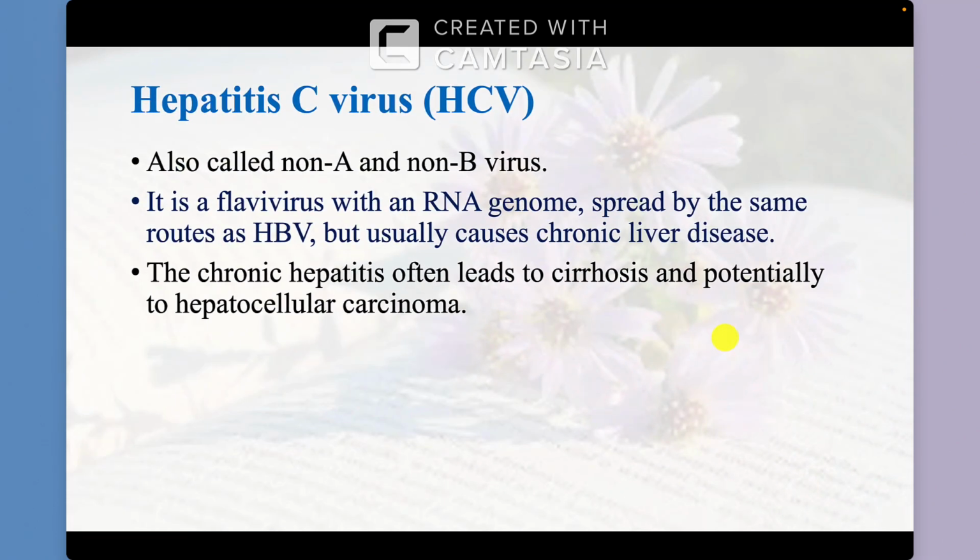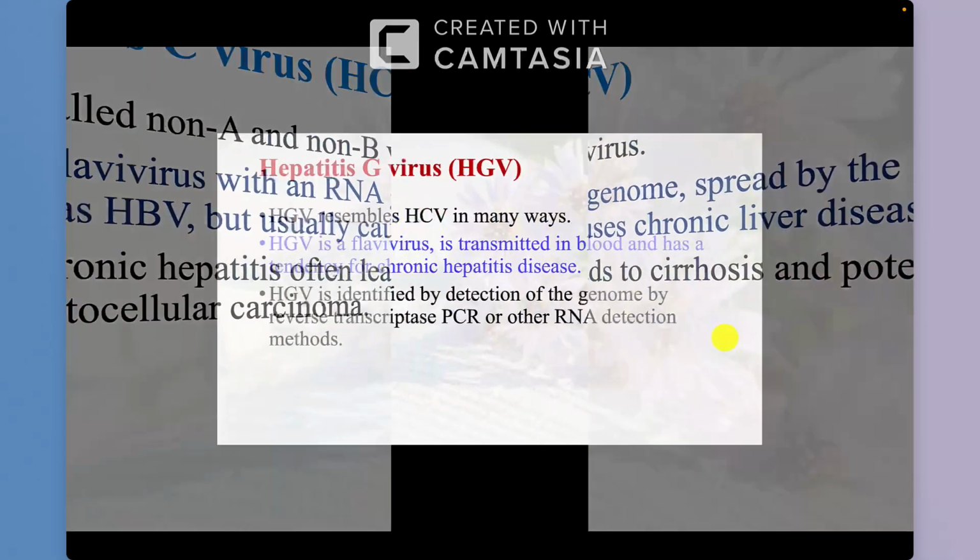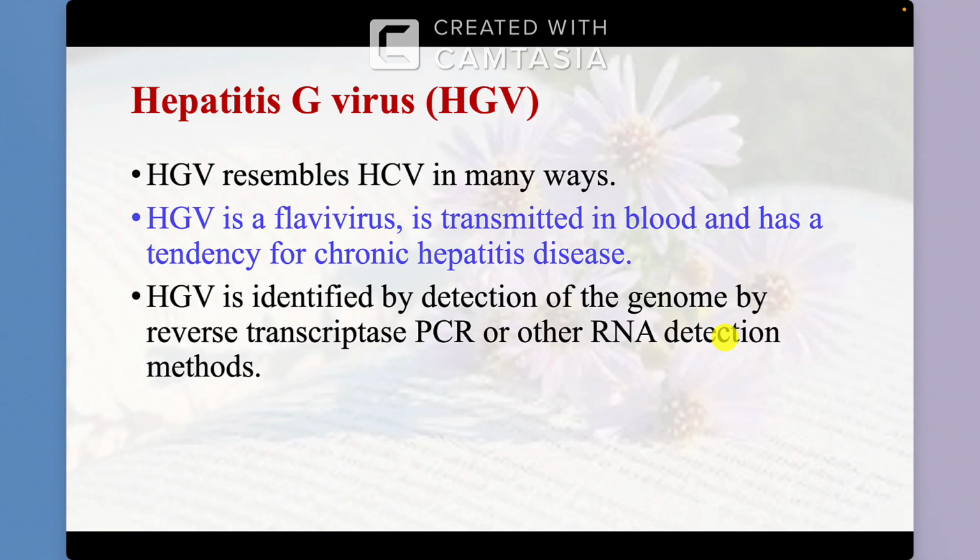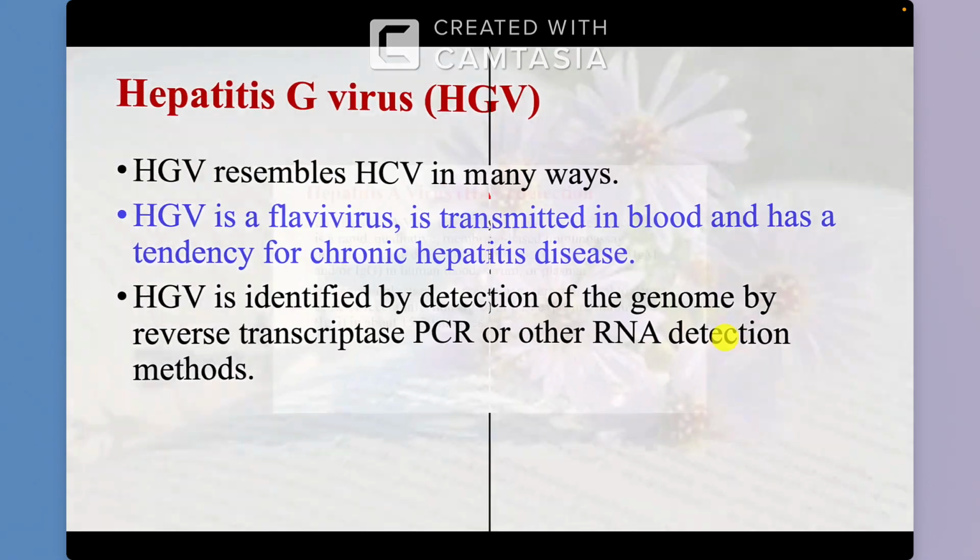Hepatitis C is sometimes called non-A, non-B virus. It is a flavivirus with an RNA genome and spreads the same way as HBV. It usually causes chronic liver disease. Hepatitis G is like HCV in many ways: a flavivirus, transmitted in blood, with a tendency for chronic hepatitis disease.